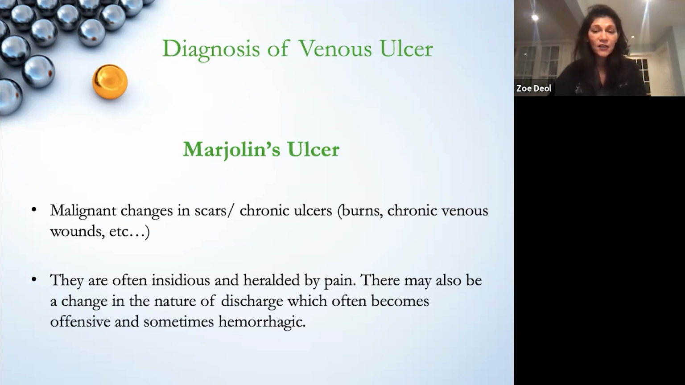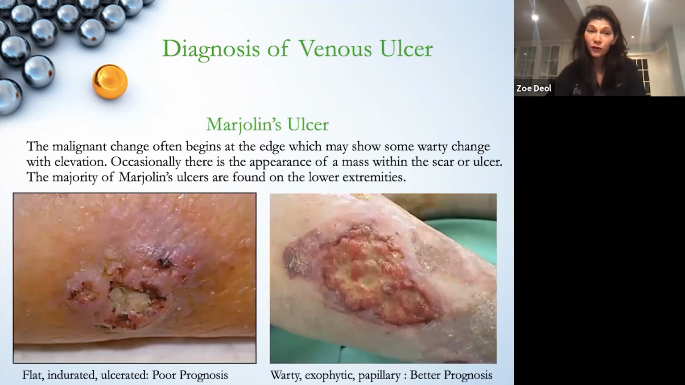Now, you can see these in any chronic ulcer, not just venous ulcers. You can see them in burns or just chronic wounds, and they're often very painful. Most venous ulcers are pretty painless for the most part. Marjolin's ulcers are very painful. There are two types of Marjolin's. There's the flat or indurated type, which has a very poor prognosis. And then there's the warty or exophytic type that has a better prognosis. When you see these ulcers, you might want to consider biopsy. If you don't do that yourself, this is an indication to refer to one of your derm friends.